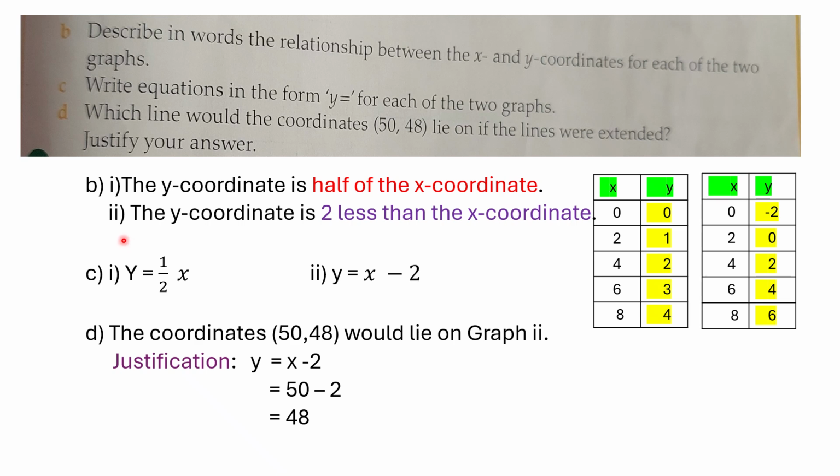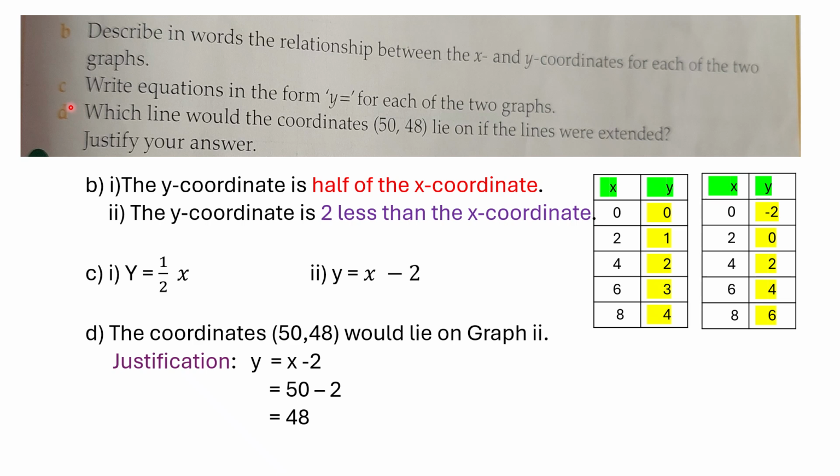Now the second graph. We are going to find the difference between the x and y. So 0 and minus 2, the difference is 2. 0 minus minus 2, so minus into minus is plus, so 0 plus 2, it's 2. Now 2 minus 0 is 2. 4 minus 2 is 2. 6 minus 4 is 2. 8 minus 6 is 2. So y is 2 less than the x coordinate. So what is the relationship between x and y for the second graph? It is 2 less than the x coordinate.